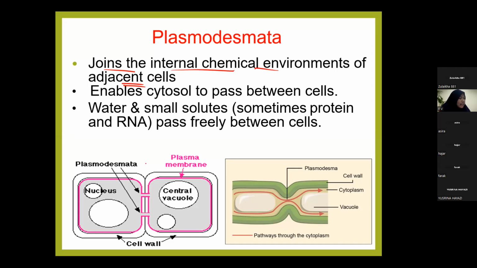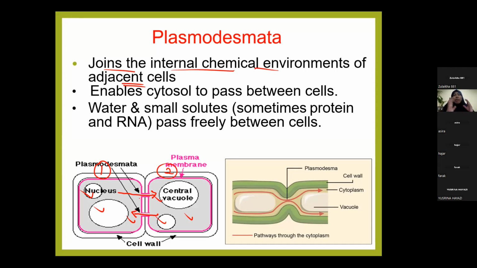Contoh macam gambar ni. This is one plant cell. This is another plant cell. So, this is the cytosol of the plant cell. This is the cytosol. This is the vacuole. This is the nucleus. So, content of the one plant cell. Contohnya, apa yang ada dalam cytoplasm of cell 1 can be transported to cell number 2 and vice versa via plasmodesmata.